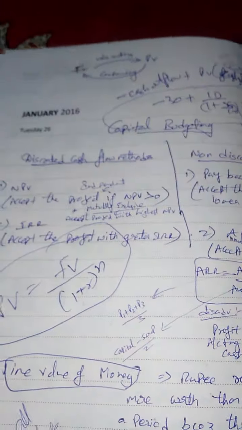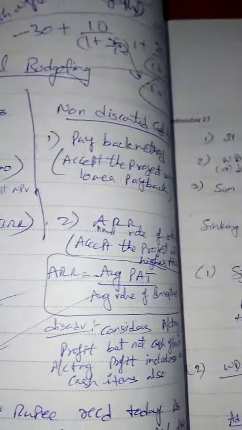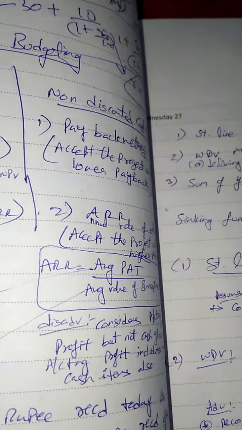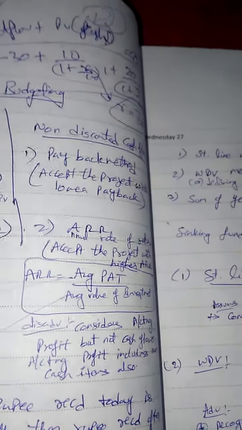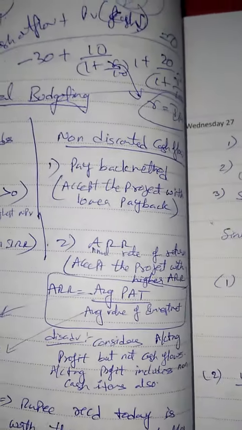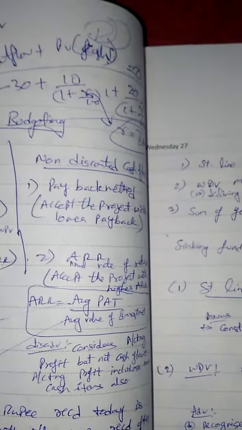Now coming to non-discounted cash flow methods. We have 2 methods, very simple. One is payback method, second is ARR, that is annual rate of return method. Payback method is payback period. We'll arrive at payback period. What is payback period? The period within which the initial investment is returned back or paid back.